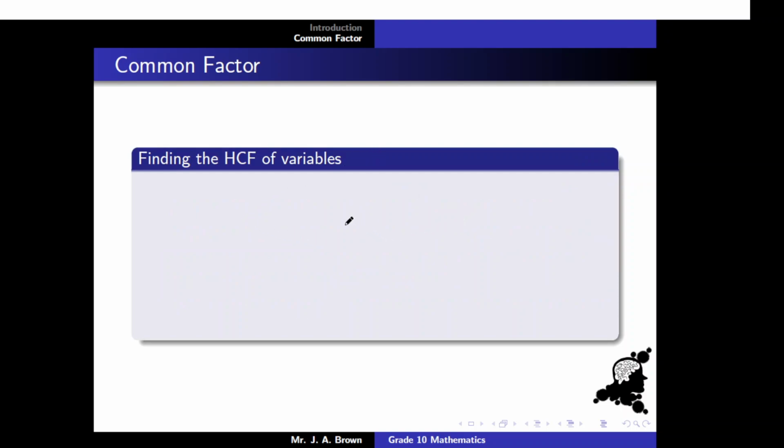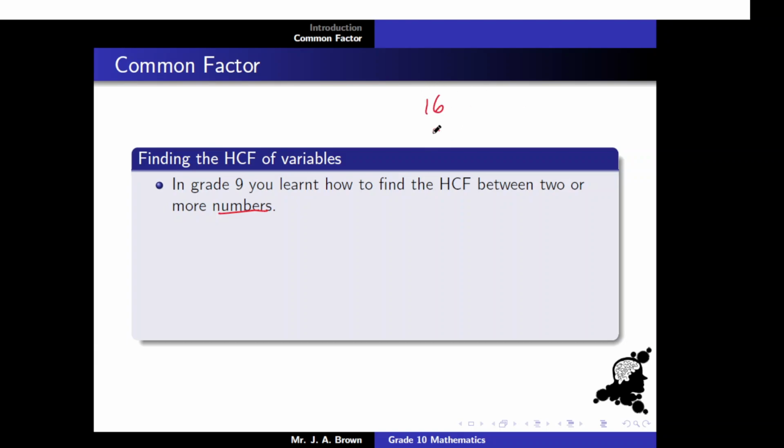It's just meant for you to check it out. Okay, let's see, how do we find the highest common factor of variables? So in grade 9, we learned how to find the highest common factor of numbers. For example, if they ask you what is the highest common factor of 16 and 8, we know that factors of 16 would be 1, 2, 4, 8, and 16 itself. If they ask you to find factors of 8, you will have 1, 2, 4, and 8. Now, your highest common factor in this instance, you would see that we've got 8 there. Since 8 is present in both, your highest common factor would be 8.